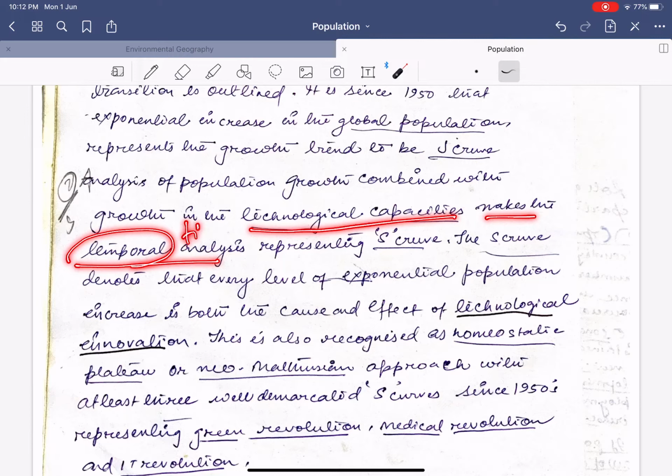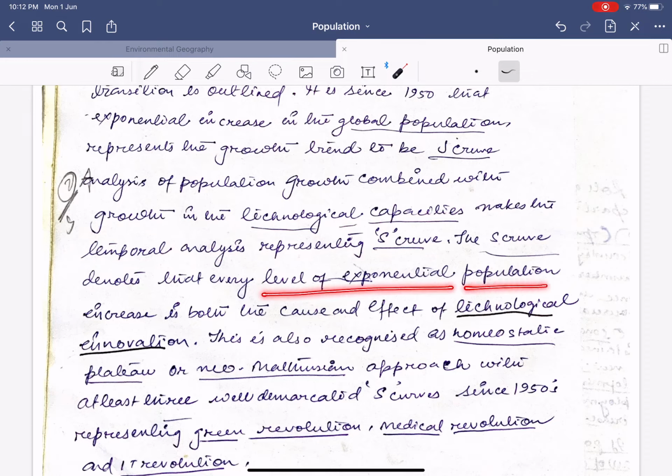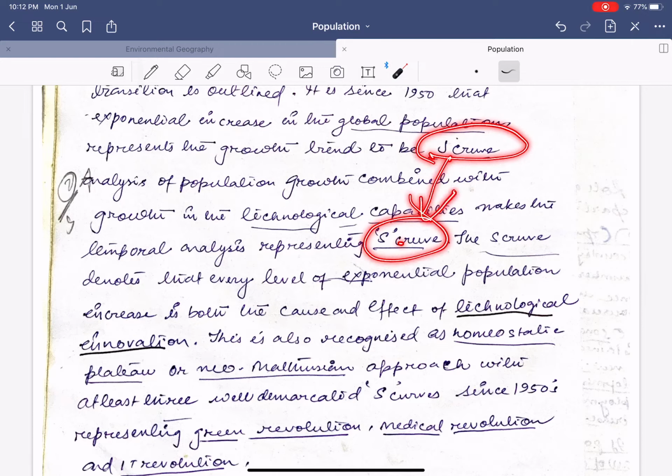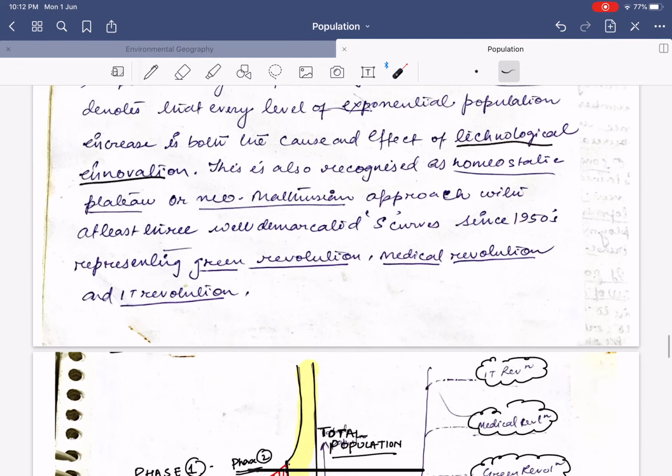What is temporal analysis? It means time analysis, representing the S curve. The S curve denotes that every level of the exponential population increase is both the cause and effect of technological innovation. This is also recognized as the homeostatic plateau or the Neo-Malthusian. I have explained what the Neo-Malthusian approach means, and I have also explained the role of the S curve. The S curve is actually justifying the J curve, that is, why the population has increased in the J curve in such a manner. It's that simple. Done with this.